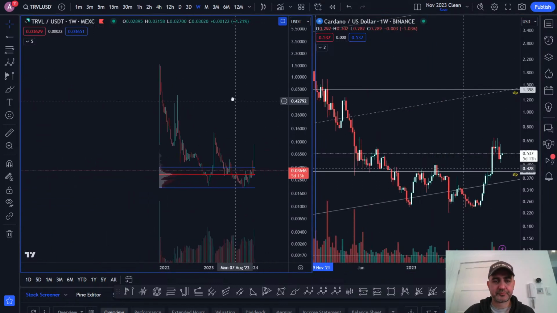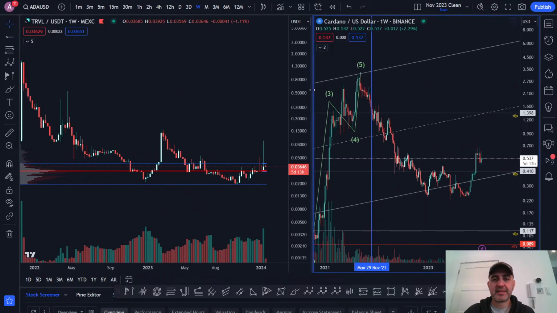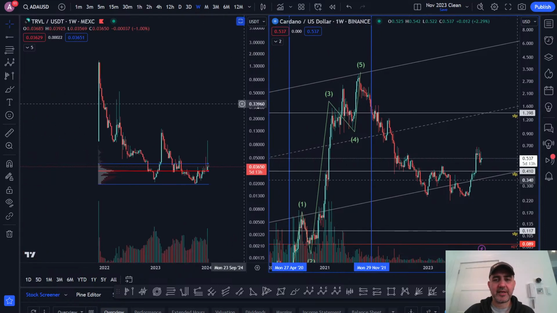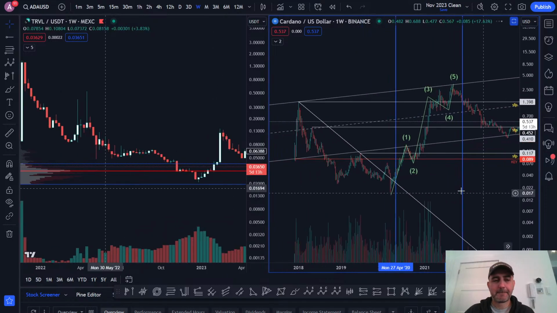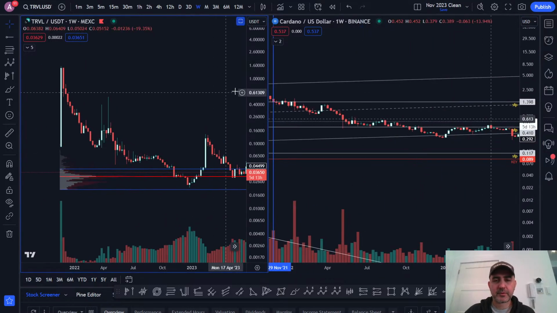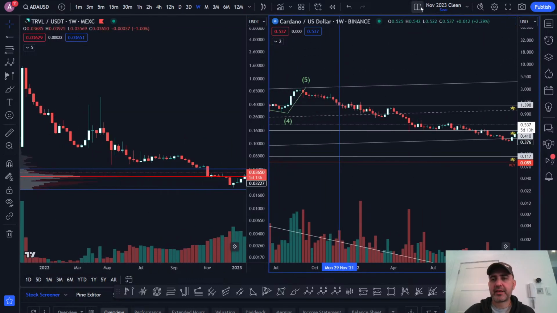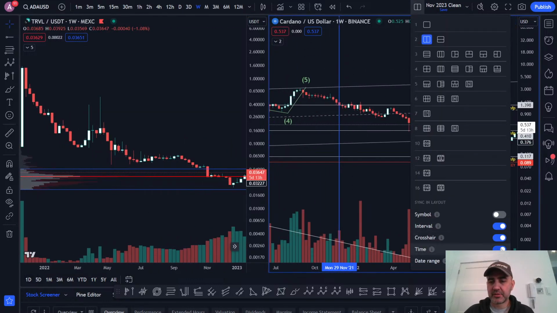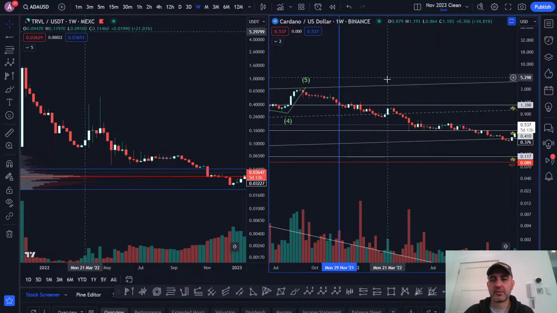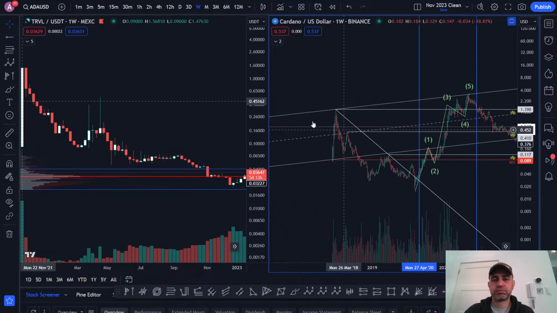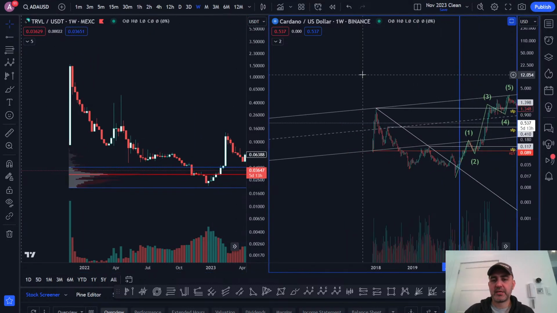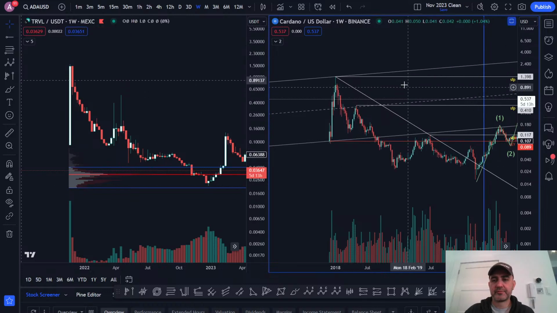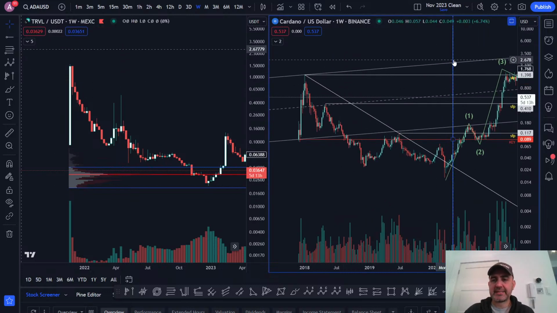So this is Cardano on the right, and this is TRVL on the left. All right, let me just break up this connection. Are we on weekly? Yeah, we're on weekly. I'm just zooming a bit. So this blue line is the halving last bull run.